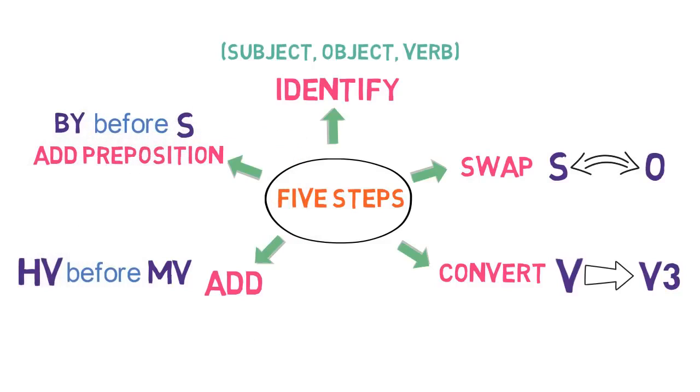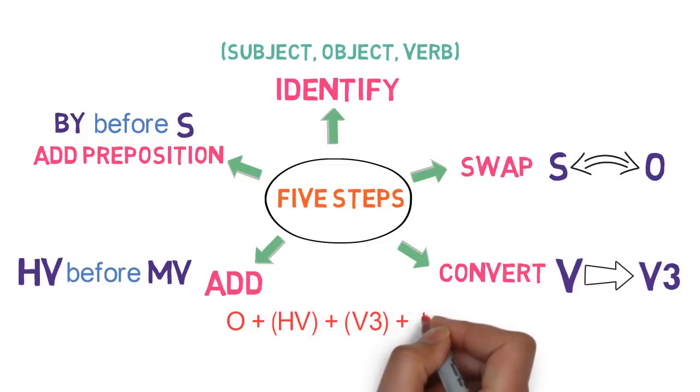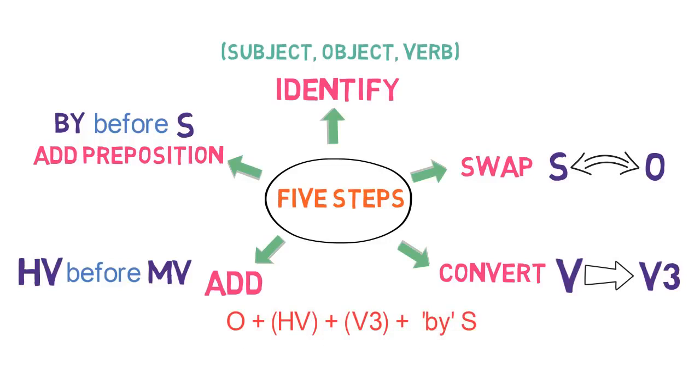So at the end, the sentence structure of passive voice is object plus helping verb plus verb's third form plus by and then subject. These are the simple 5 steps which we need to follow. There are 2 important things that need to be remembered here.